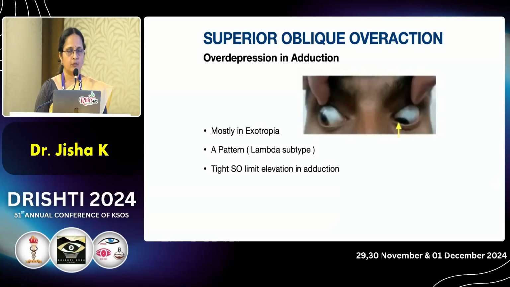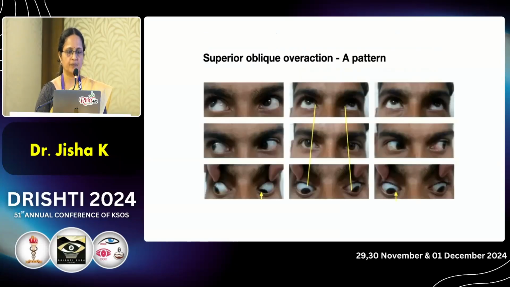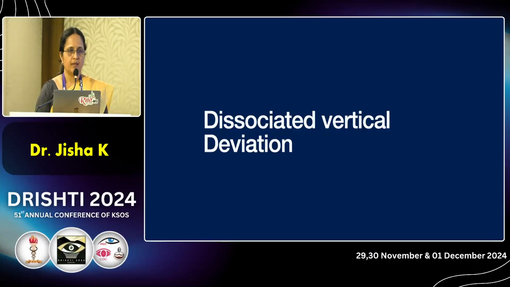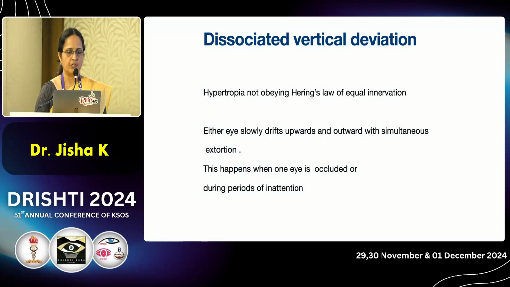And you have to look for, sometimes you will get an elevation restriction or a limitation of elevation in adduction. That is because the tight or overacting superior oblique may limit the eye from moving up in the adducted position. This is a pattern. And the next vertical movement that we have to think of is the dissociated vertical deviation.